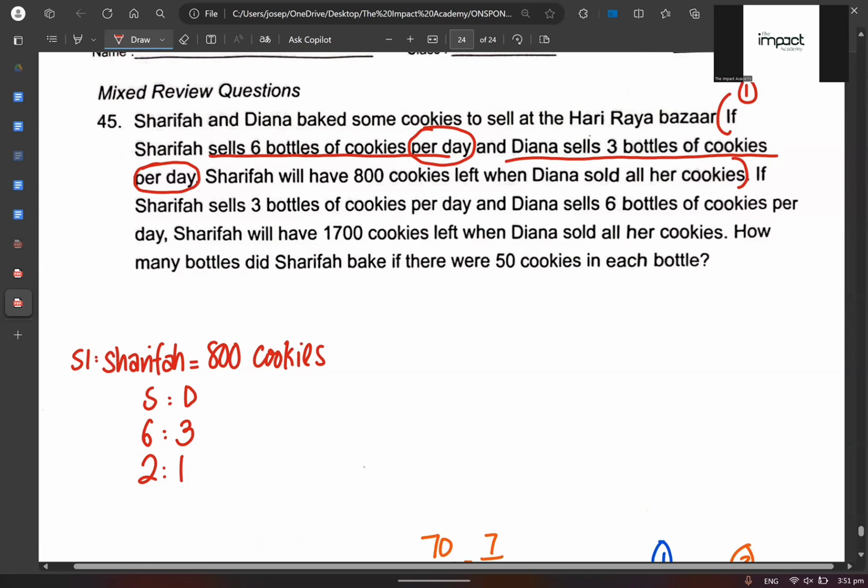Okay, can I get you to read sentence number 2 for me? Okay, Eve. If Sharifah sells 3 bottles of cookies per day and Diana sells 6 bottles of cookies per day, Sharifah will have 1,700 cookies left. So situation 2 is that Sharifah now has 1,700 cookies.